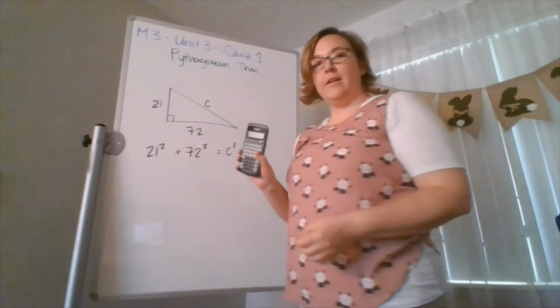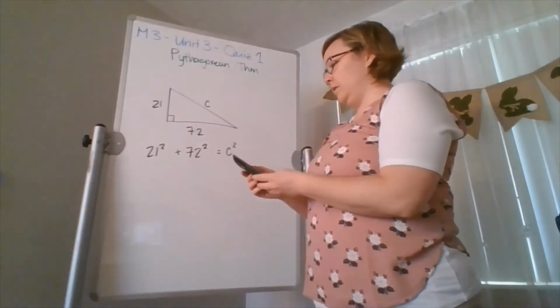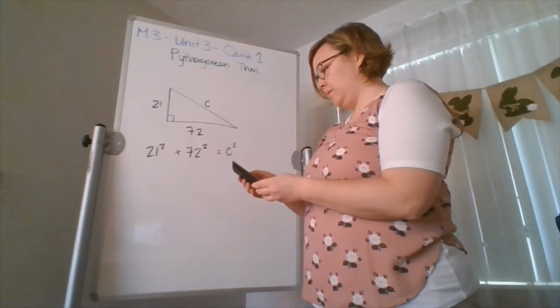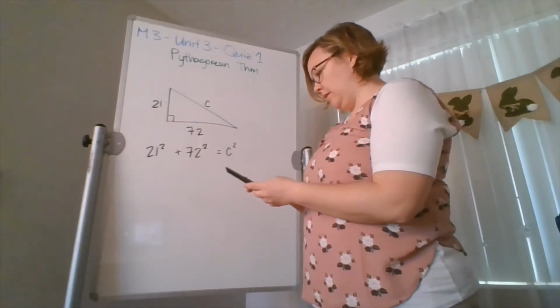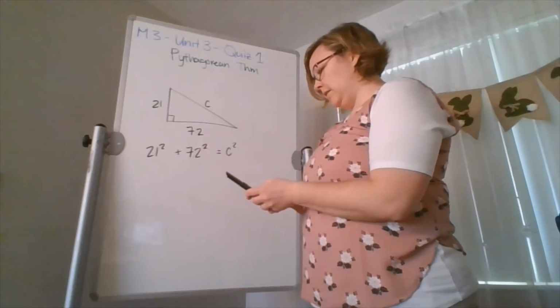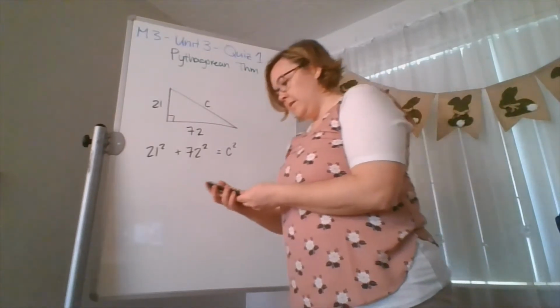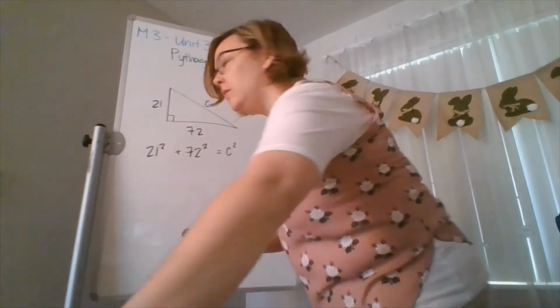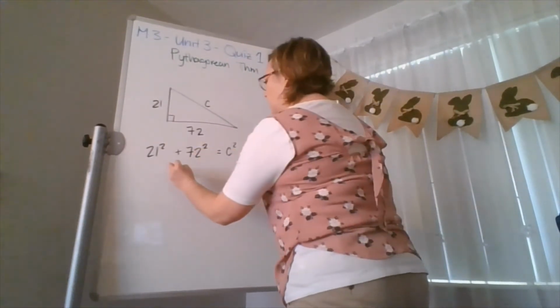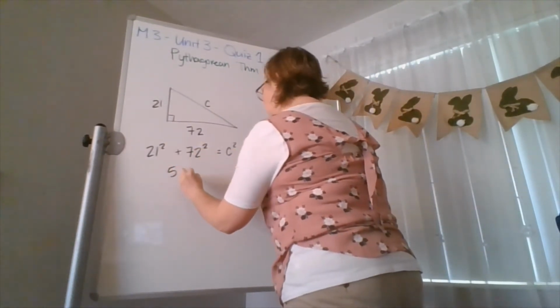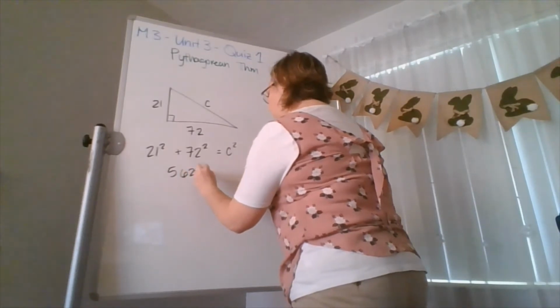Okay, I had to grab my calculator. Here we go. I'm going to type in 21 squared plus 72 squared. That is equal to 5,625.